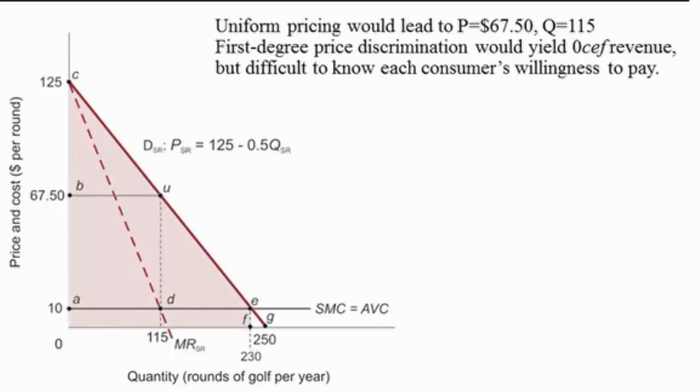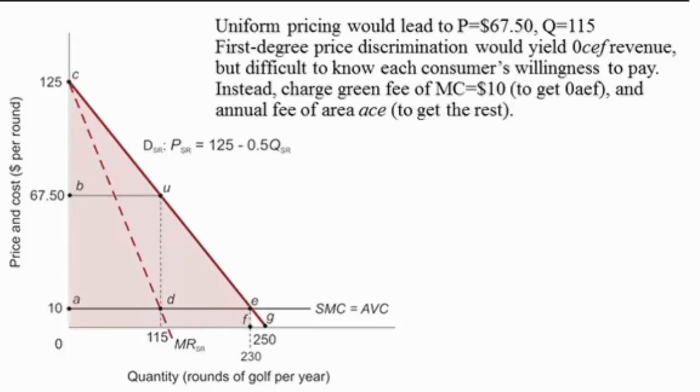And again, the problem is that we don't exactly know what people's willingness to pay is. These golfers are not going to show up saying how much they love playing golf. What if we said, well, why don't we set this fixed fee equal to $10, equal to their marginal cost?